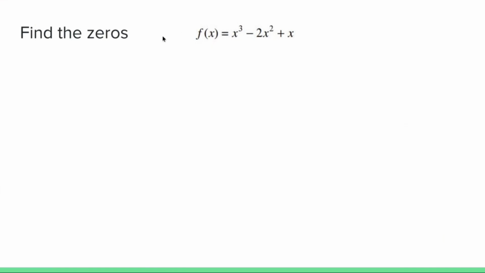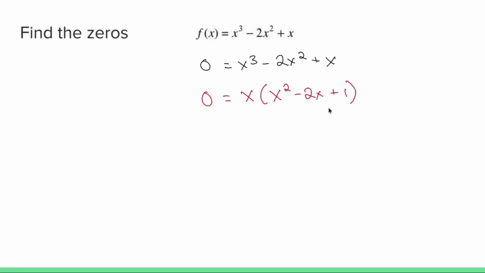Find the zeros. Well, whenever you're asked to find the zeros, that means you set f of x equal to 0 and go from there. Now, whenever you have a polynomial, what you really need to do is factor. Factor could mean two things here. What I notice right off the bat is factoring this means let's rip out an x. So 0 is going to equal x. Once I pull an x out of that, I'm left with x squared minus 2x plus 1.